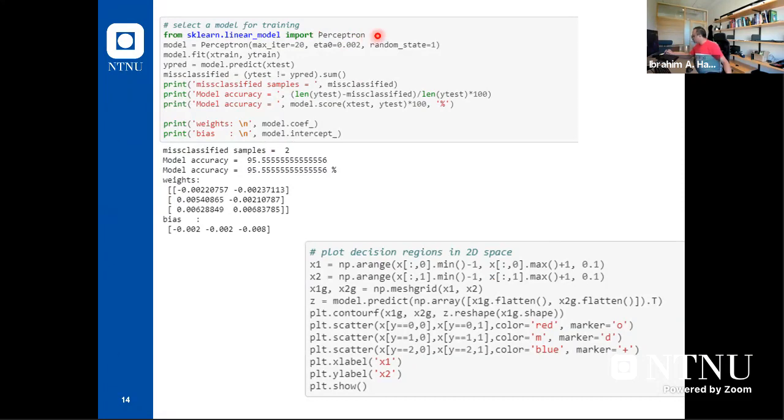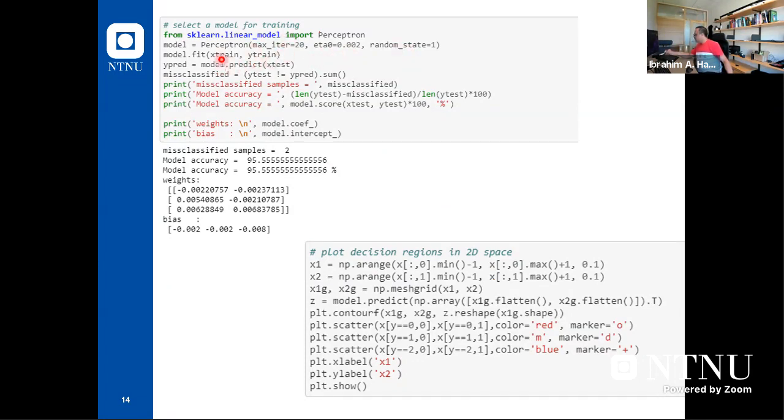So for the perceptron, we need to select the number of iterations or number of epochs. It's 20. This is the learning rate, 0.002. I'm selecting a very small number because if it's a big number, it may oscillate around the global minimum and it will not converge, and it might diverge. Random state. So this is just basic stuff.